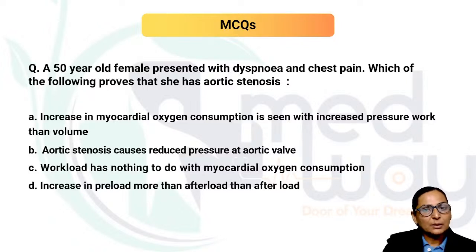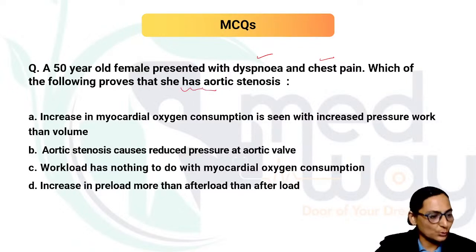A 50-year-old woman with dyspnea and chest pain. Which of the following proves that she has aortic stenosis? A good question, rather. Increase in the myocardial oxygen consumption is seen with increase in the pressure work than volume. Aortic stenosis causes reduced pressure at aortic valve. Workload has nothing to do with myocardial oxygen consumption. Increase in the preload more than the afterload will cause increase in work probably.